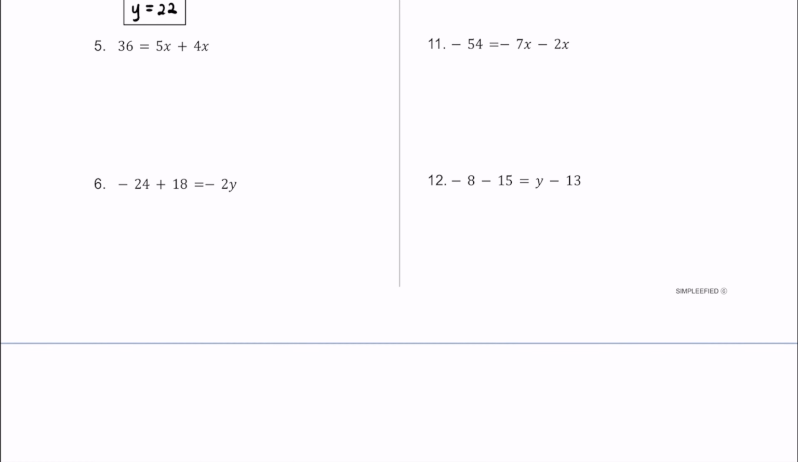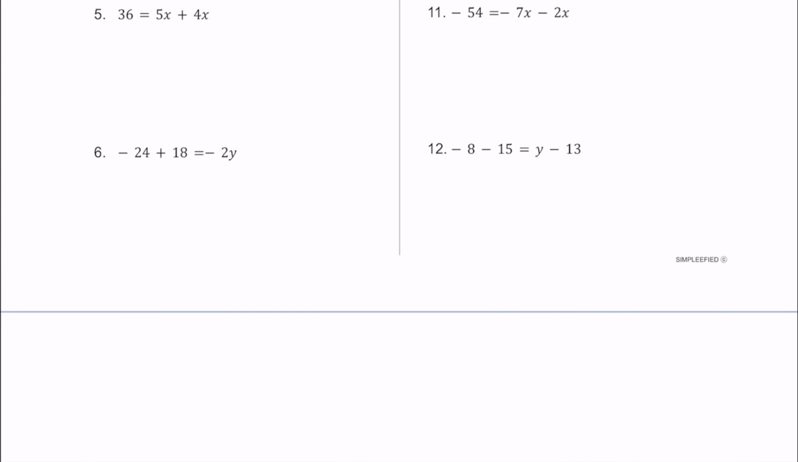Here's number 5. For number 5, we have this equation of 36 is equal to 5x plus 4x. The left side can't be simplified at all, it's just 36, but on the right side we have 5x plus 4x, and these are like terms, right? So we can go ahead and combine them and add their coefficients together. So we have 36 is equal to, and 5x plus 4x, that's going to be a total of 9x. So after combining like terms, we do have a one-step equation.